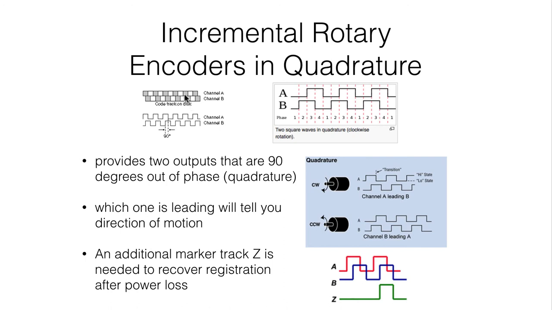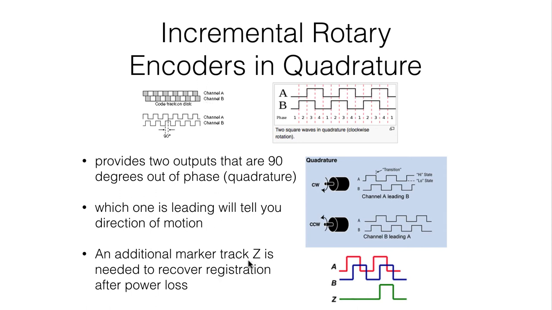And if I've got two different channels, I can know which direction I was moving based on which of these two signals is leading or lagging the other. So these two channels are 90 degrees out of phase with each other. So that means they're in quadrature. And depending on which signal is leading in time, that will tell you whether the channels on the disk are moving in this direction or moving in that direction.